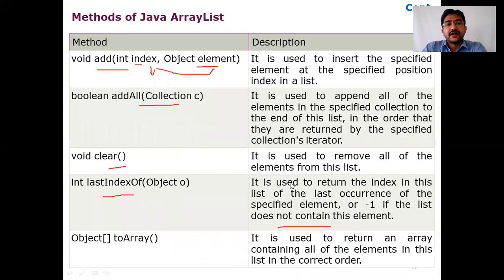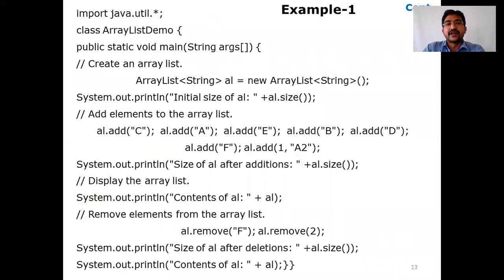Okay. Now another method is toArray. toArray is used to return an array containing all the elements in this list in the correct order. Like I said, this is non-synchronized, so it may display the elements in a random way. If you want the correct order, you can use this method toArray to display in the correct order format. However, it stores in the same order. If you want to display, you can use this toArray method.